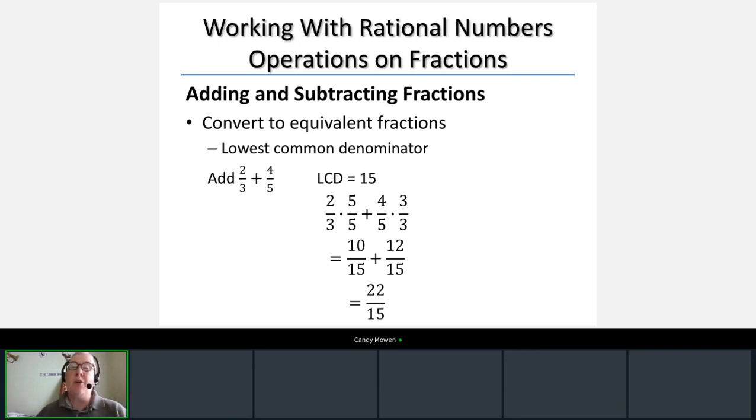Now we have like denominators. We can perform the addition. 10 plus 12 is 22. And we carry our 15 down to our answer. 22/15. It is, in simplest terms, that is our correct answer.